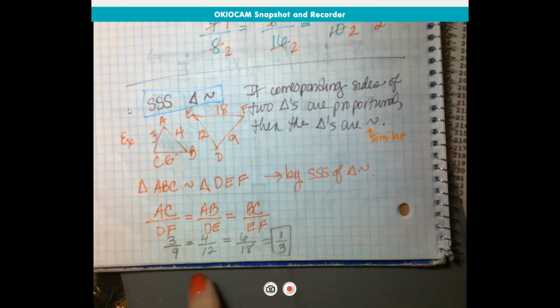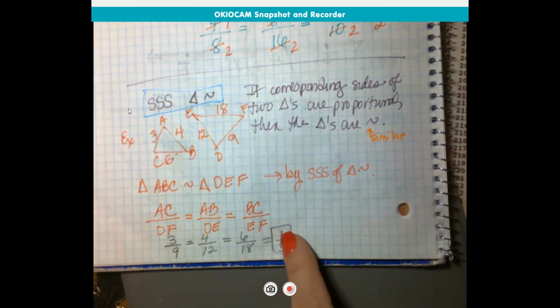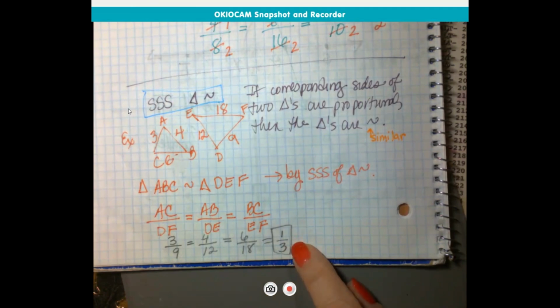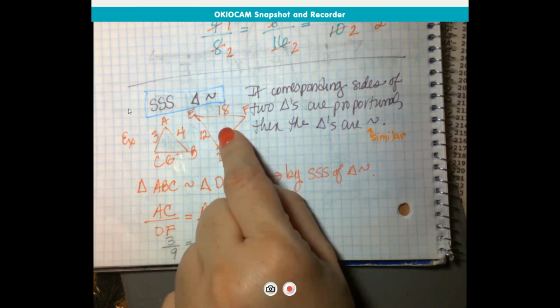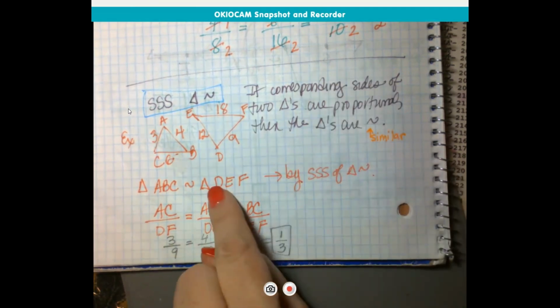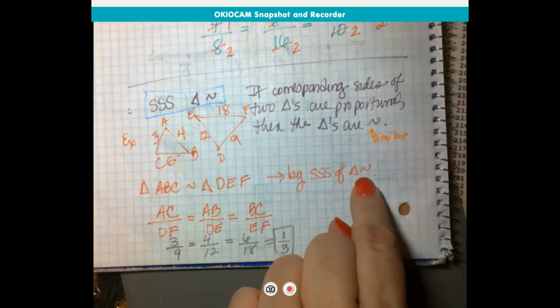So again, here I have that AC corresponds to DF, that AB corresponds to DE, and that BC corresponds to EF. And then I wrote the ratios from the sides of the triangle. And once I reduce it, they all reduce to 1/3. So that means that these triangles are similar, not congruent, similar. See the little notation? Similar. By side of triangle similarity.